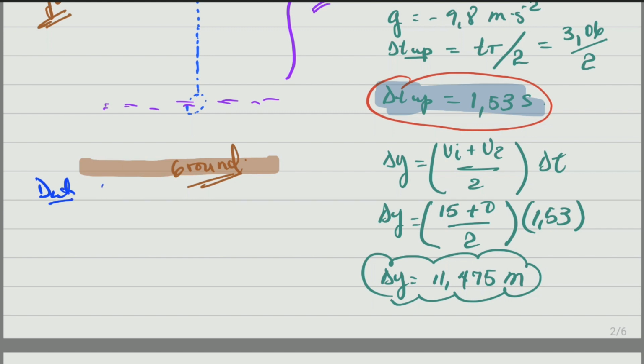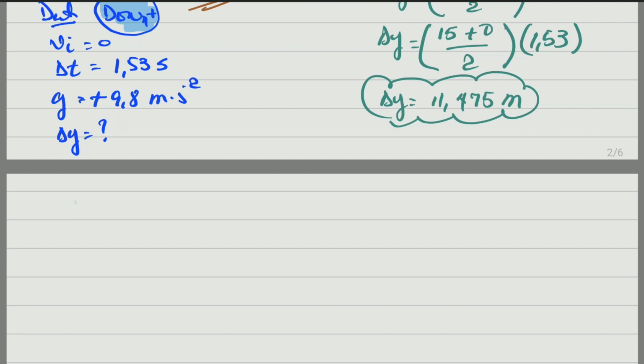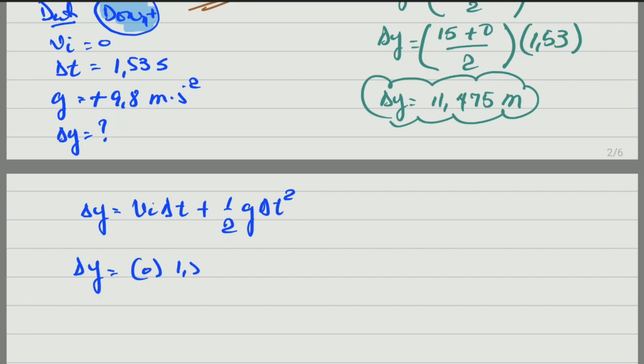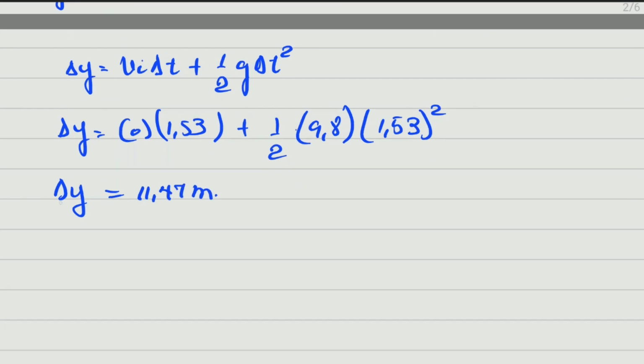Now for ball B, I'm going to say down is positive. Remember, you can select and change the direction as you want. So for this one, down is going to be positive. Okay, so what we have. What is the best formula we can use from here? And this is how far down the ball is.